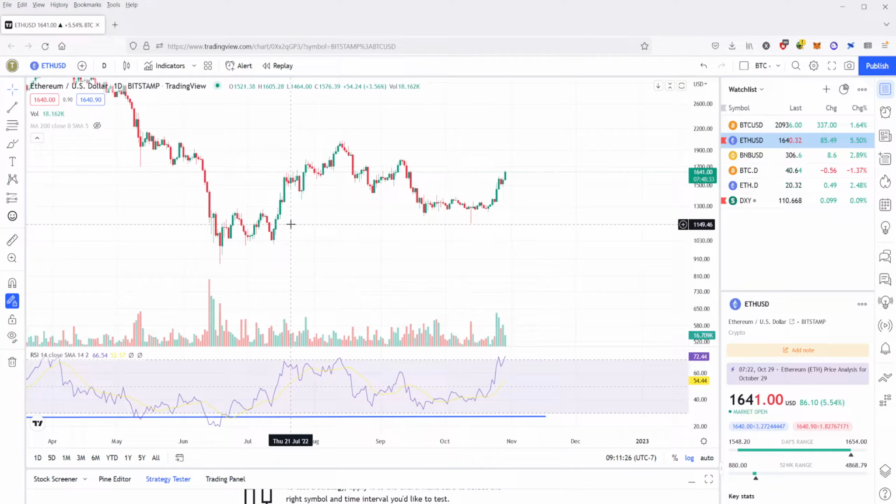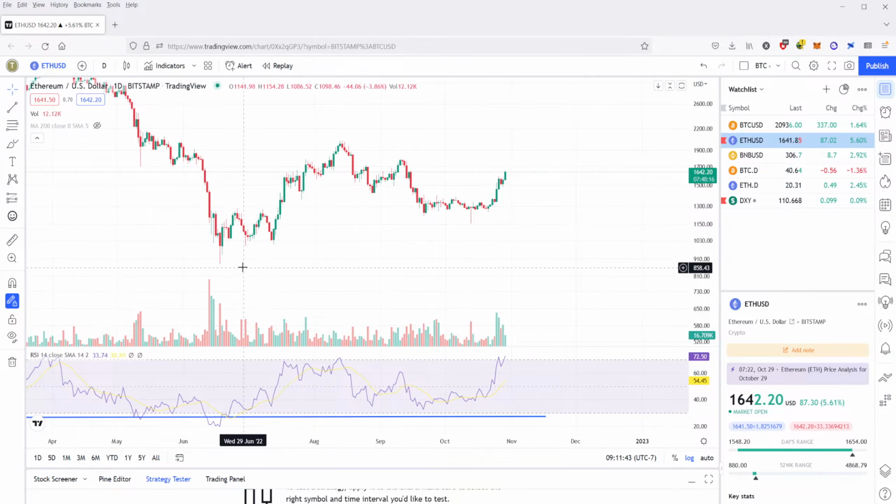Now, when it comes to RSI, no indicator is perfect, right? There are always limitations for every single indicator, and you should not rely on just one indicator. You should use a whole host of indicators and candlesticks as well to try to determine which direction the market might be going.